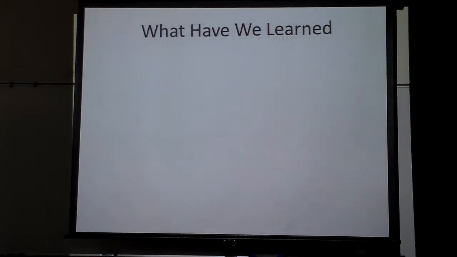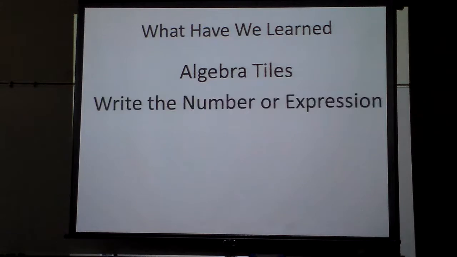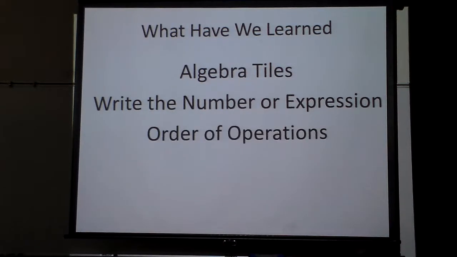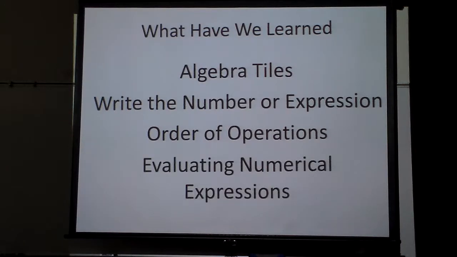All right. So, what did we learn? We learned about algebra tiles. We learned about writing the number or expression using the tiles. Remember, the ones that are colored in are negatives. Little ones are ones, the sticks are x's, and the squares are x squareds. We learned about order of operations, where you have parentheses, exponents, multiply and divide are equal, and add and subtract are equal, and then we evaluated them to simplify those particular expressions.